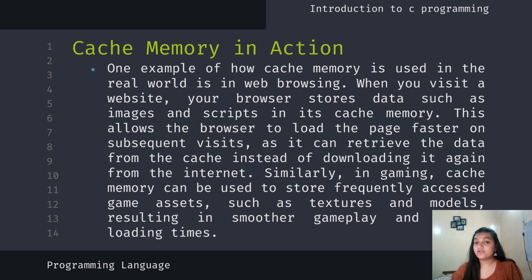One example of how cache memory is used in the real world is web browsing. When you visit a website, your browser stores data such as images and scripts in its cache memory. This allows the browser to load the page faster on subsequent visits, as it can retrieve the data from the cache instead of downloading it again from the internet. Similarly, in gaming, cache memory can be used to store frequently accessed game assets such as textures and models, resulting in smoother gameplay and faster loading time.